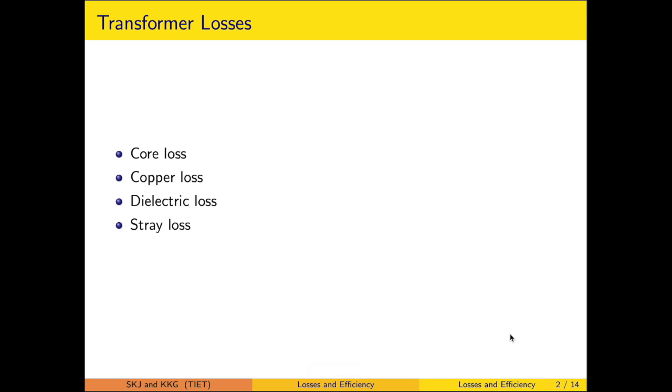Transformer losses are categorized into four: the core loss, copper loss, dielectric loss and the stray loss. The dielectric loss, as the name suggests, happens in the dielectric materials, which are the insulating materials, and the stray losses are because of the stray current induced in the transformer body. These two losses are very small in comparison to the core loss and the copper loss. So these two, dielectric and stray losses, are neglected in the calculations.